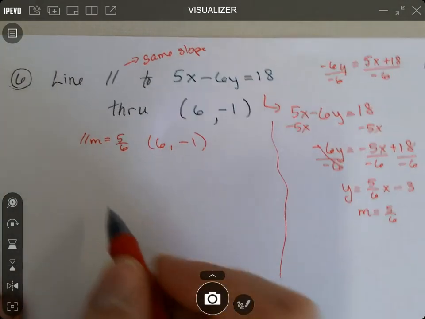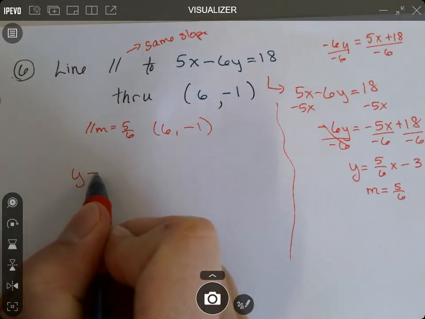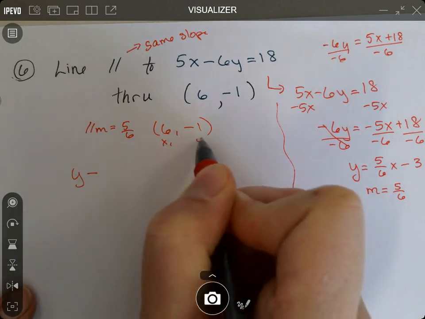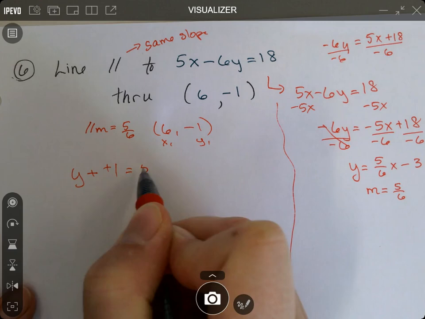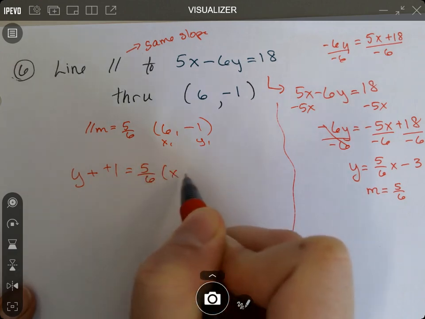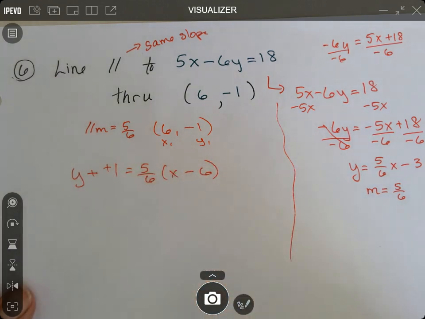Okay, did you guys get it? It should be y minus what? Negative 1. It's going to be minus a negative 1. So I heard someone say plus. And then 5/6 times x minus 6.